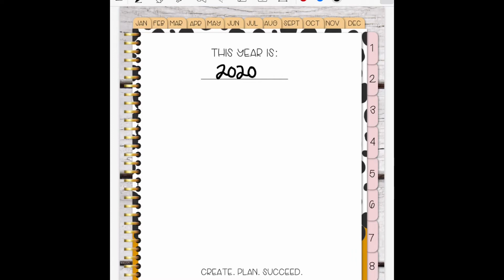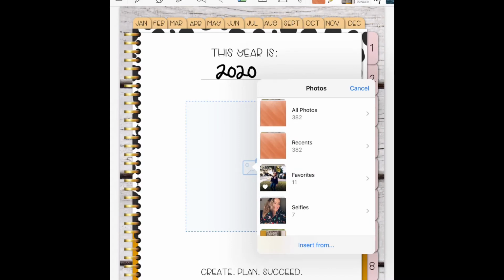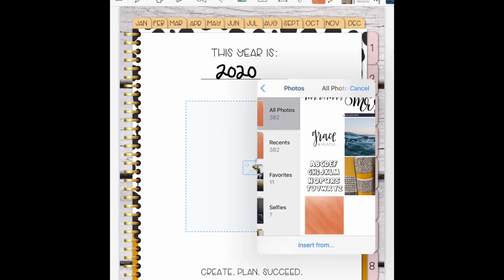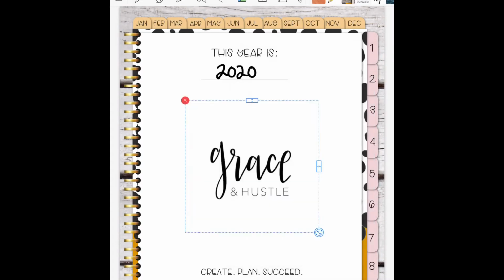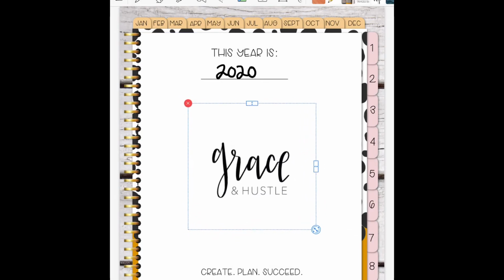So it's 2020. And if you want to go ahead and decorate this page how you want, where the writing tools are, you have the little image. There's a camera, a little text box, and then there's a little picture image. If you click that, you can go ahead and insert one of your pictures. So here I have a cute little quote, Grace and Hustle, but you can insert whatever you like.